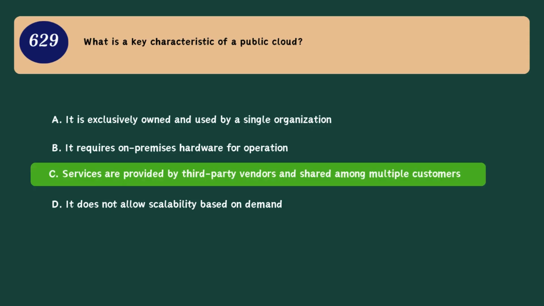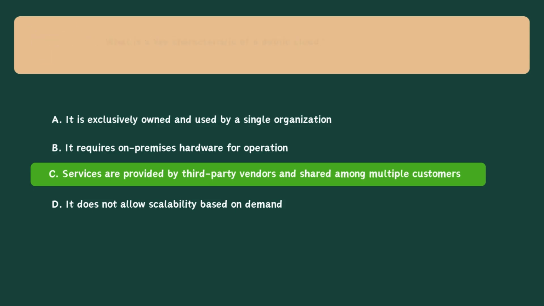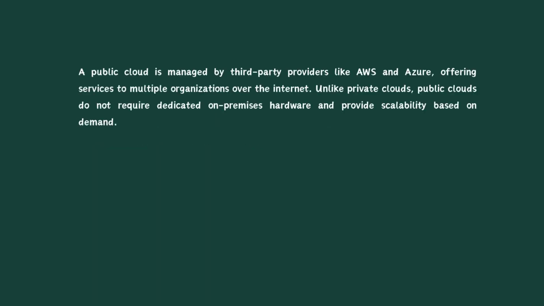Correct answer. C. Services are provided by third-party vendors and shared among multiple customers. A public cloud is managed by third-party providers like AWS and Azure, offering services to multiple organizations over the Internet. Unlike private clouds, public clouds do not require dedicated on-premises hardware and provide scalability based on demand.